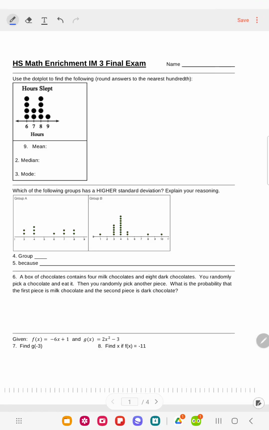Here's the video answer key for the IM3 final exam for high school math enrichment. Let's start with the first problem. Use the dot plot to find the following. Round answers to the nearest hundredth.